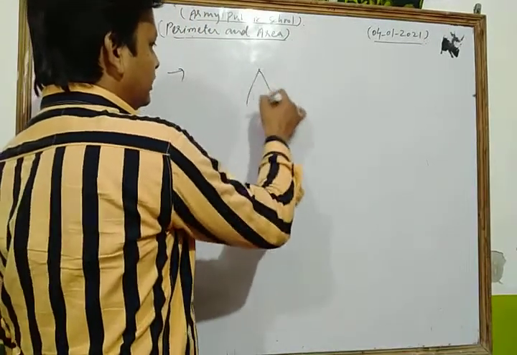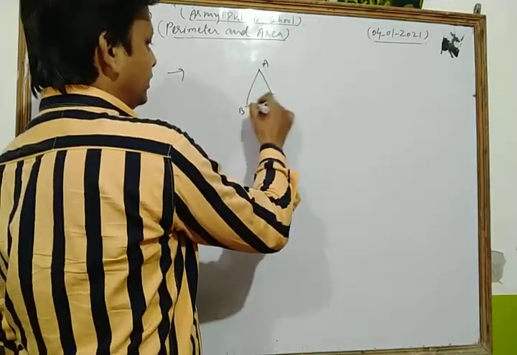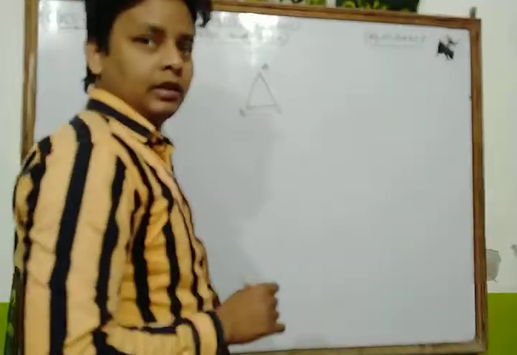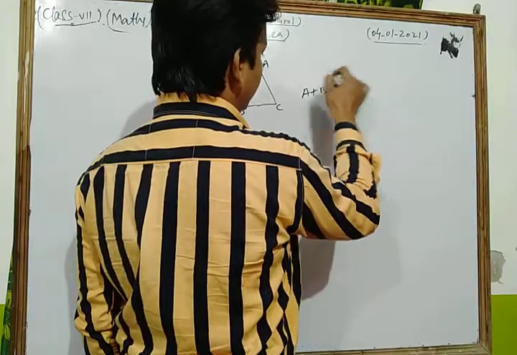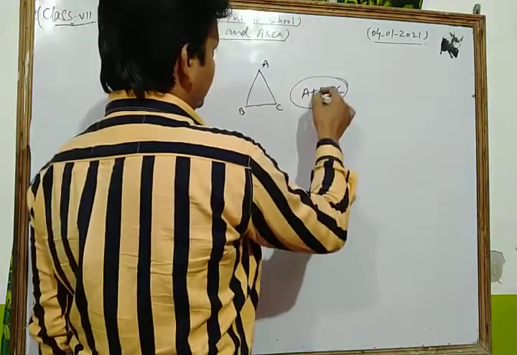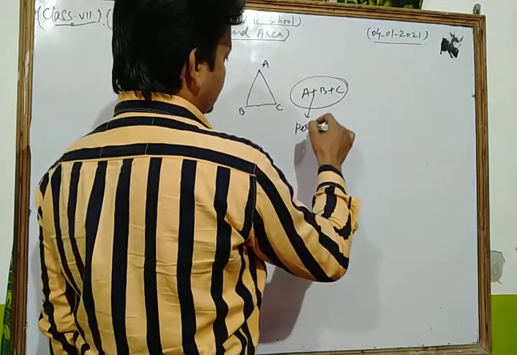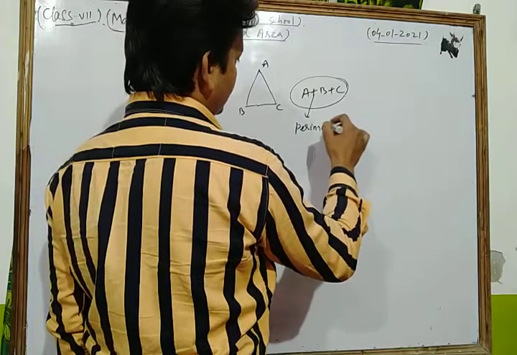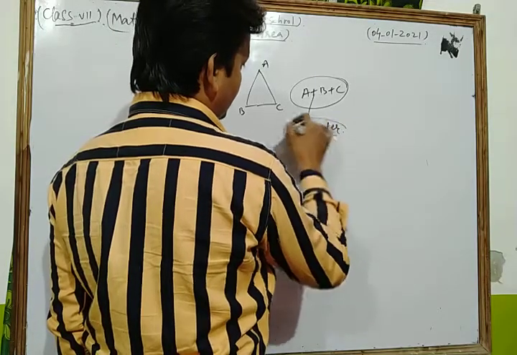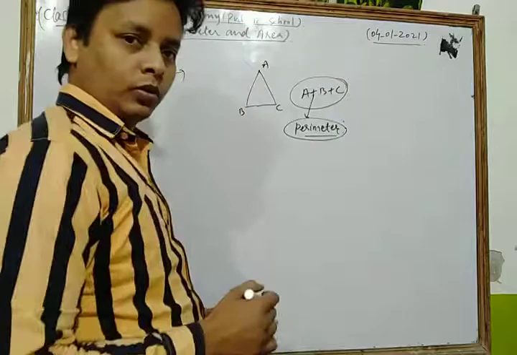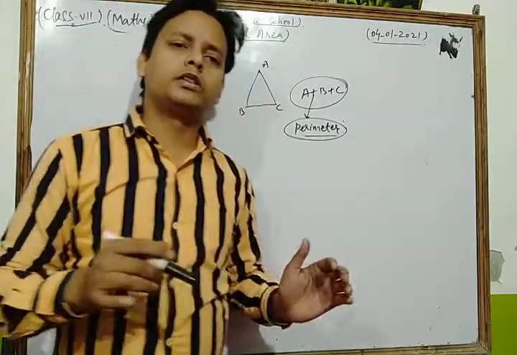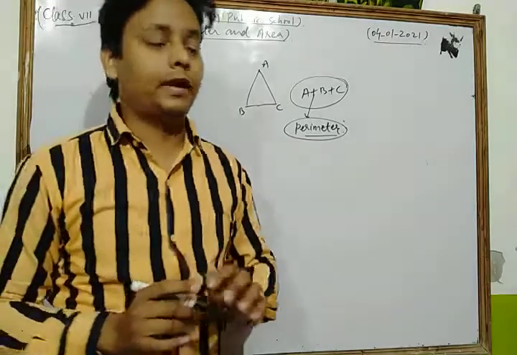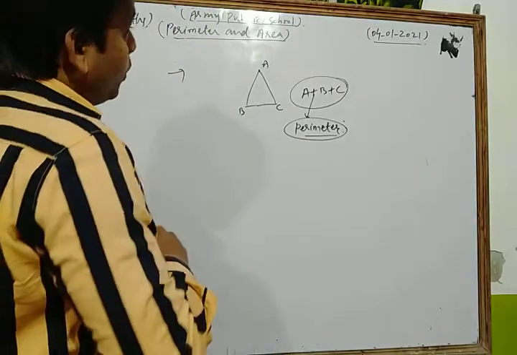Suppose that this is a triangular region, ABC. We take ABC as a triangle. Then the sum of all its sides, that is A plus B plus C, is known as what? Perimeter. Perimeter means the sum of all its sides, or the outer boundary of any geometrical figure, is known as the perimeter.